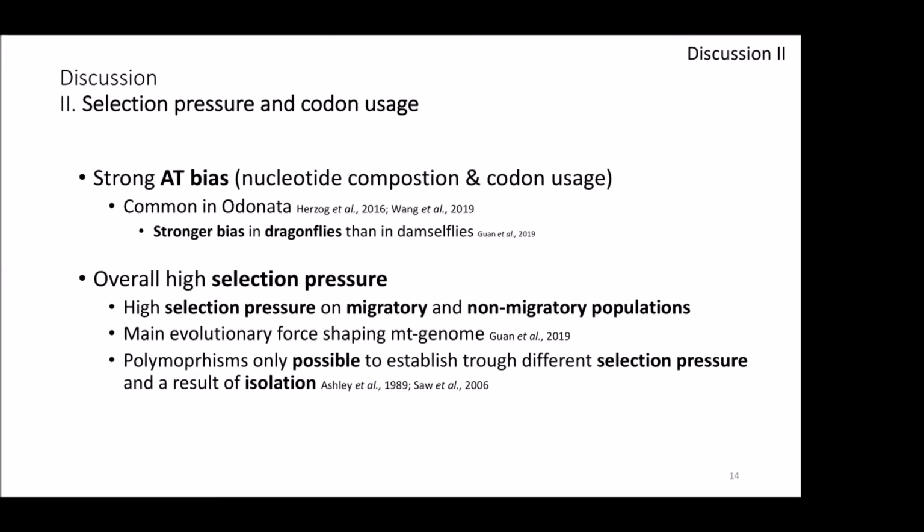And I think this is only possible through a different selection pressure that is acting on the non-migratory population, and together with isolation, it could establish. So we have a different, lesser selection pressure acting on the Easter Island population that doesn't migrate anymore. And as I told you in the beginning, we even tested for endosymbionts, because endosymbionts can have a really high impact or influence.